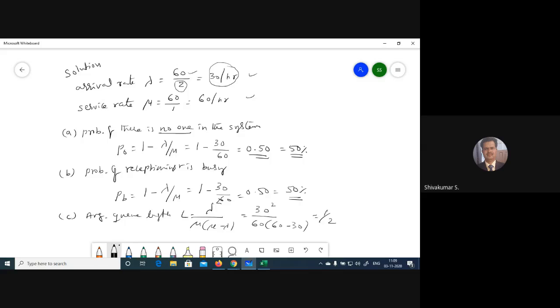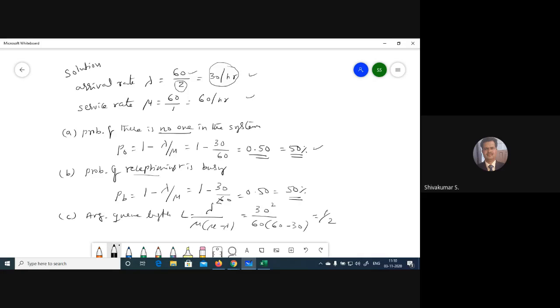Now you have to find the probability that there is no one in the system, meaning straight away the patron can meet the receptionist. That's why you use 1 minus lambda by mu, 1 minus 30 by 60, and you get 50% as the probability of directly meeting the receptionist. Second, the probability that the reception is busy. Once again you are subtracting, 1 minus lambda by mu only, because otherwise it's going to be busy. So it is 50%.